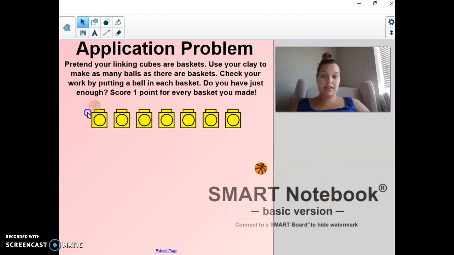So let's see. 1, 2, 3, 4, 5, 6, 7. Do we have the same number of basketballs as we do cubes?